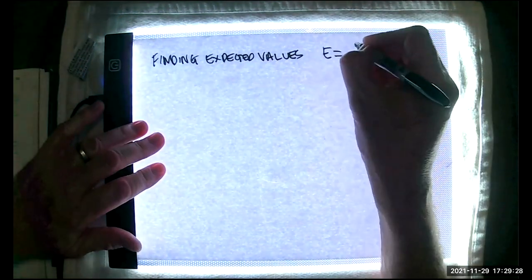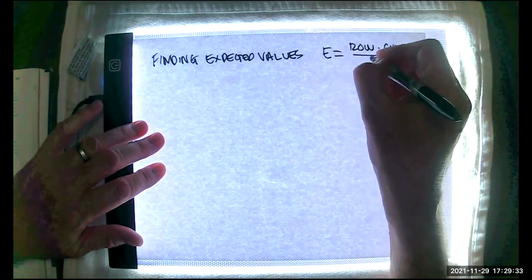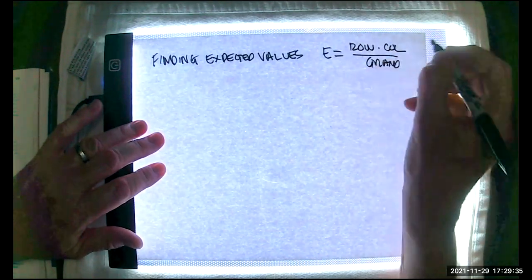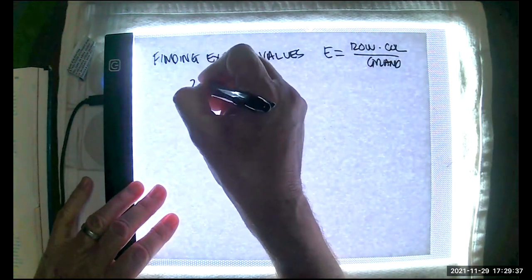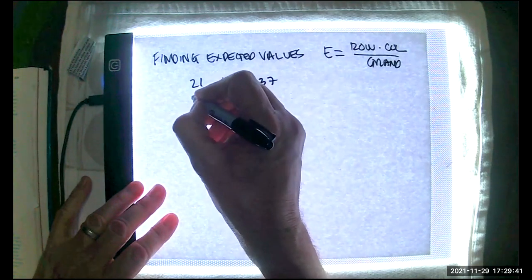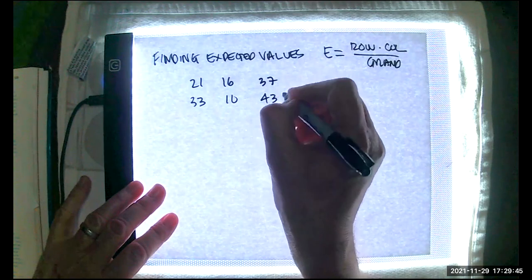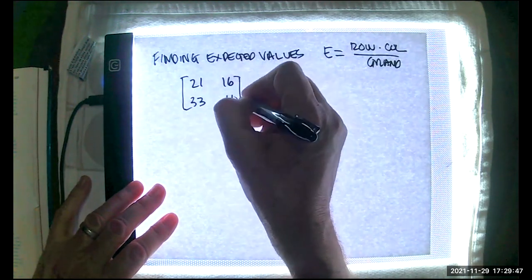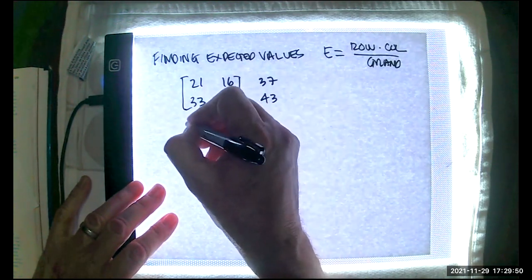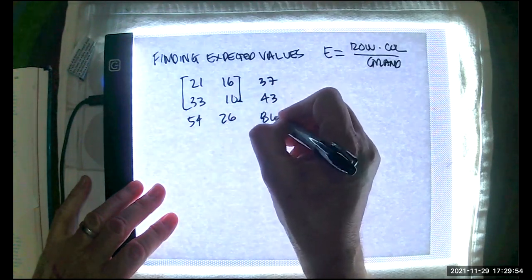So for each entry, I need row total times column total divided by the grand total. And we had, let's see, 21, 16, with a total of 37. We had 33 and 10 for a total of 43. That was my matrix. Those were the row totals. Column totals were 54 and 26. The grand total was 80.